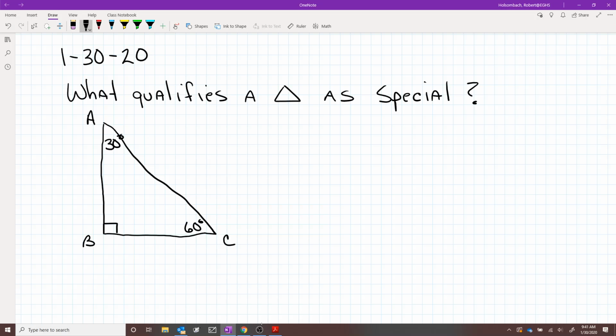In a 30, 60, 90 right triangle, the side opposite the 90-degree angle is always the hypotenuse, right? After this, we're going to refer to it as H. The side opposite the 30 is called the short leg. We're going to call it SL.